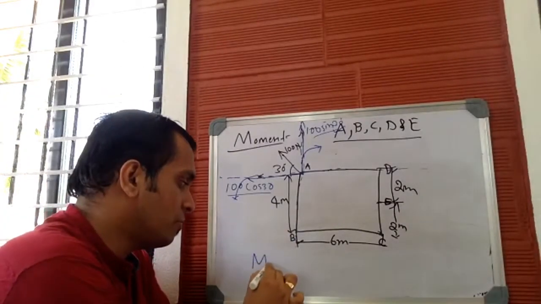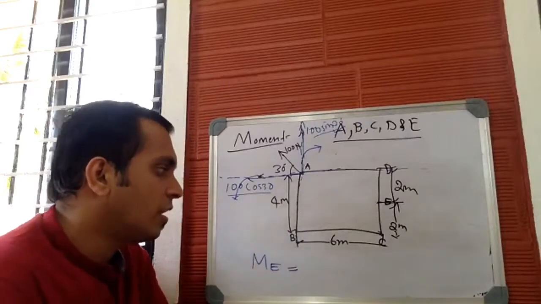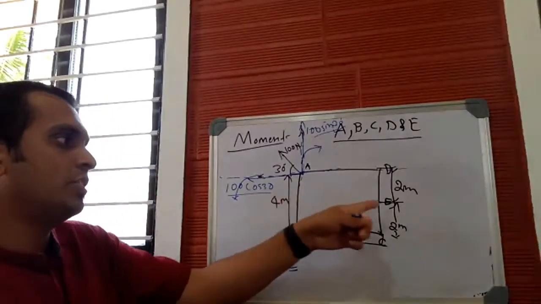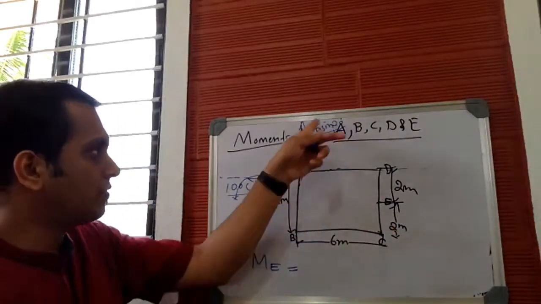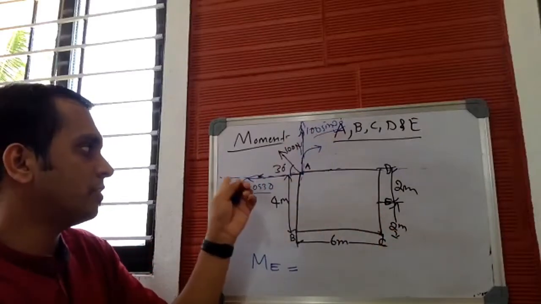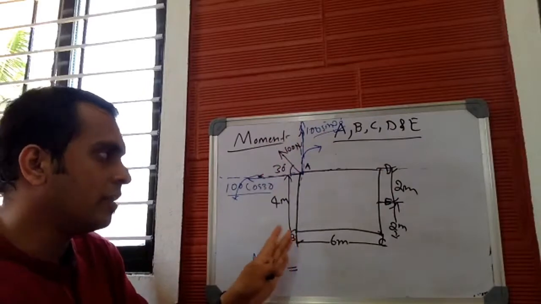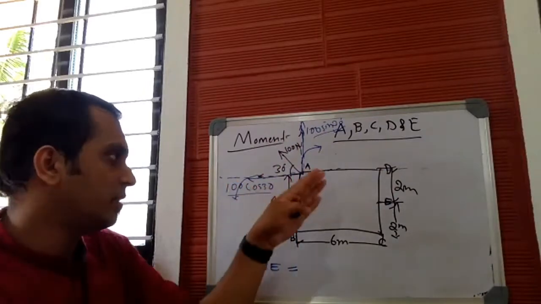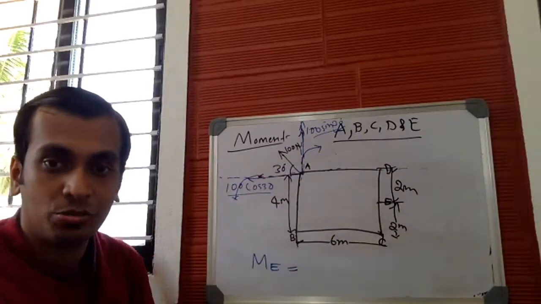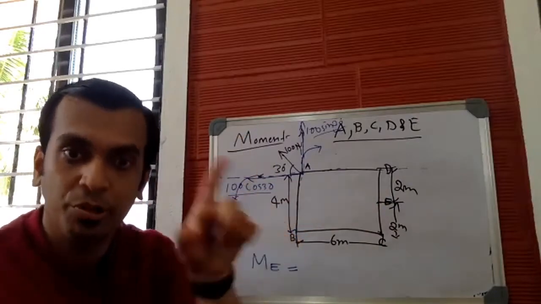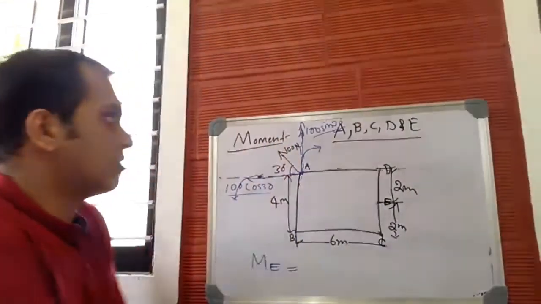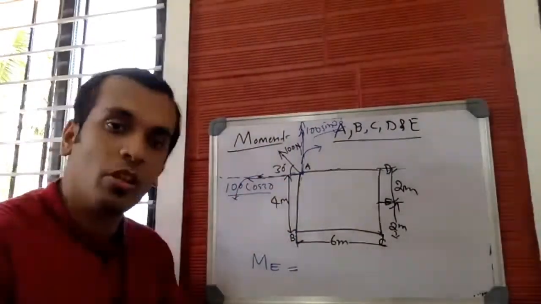And finally, the last point, which is point E. So moment about point E. Again, check. This is point E. Both the forces will produce moment about point E, because this is the line of action of the horizontal force and this is the line of action of the vertical force. Both the lines of action do not pass through point E, so both the forces will produce moment about point E. So let us check whether 100 cos 30 produces clockwise or anti-clockwise.